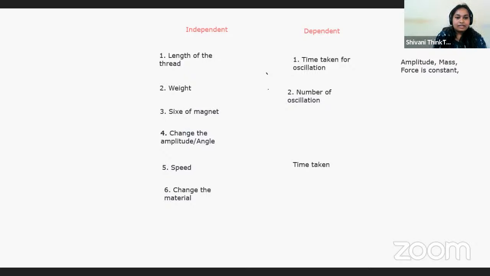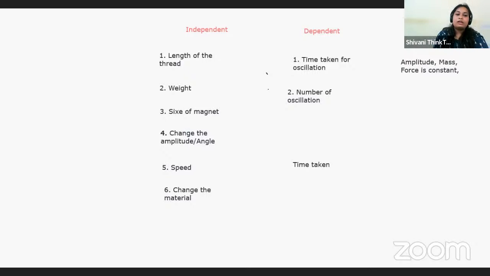So let's take any two examples, okay? Tell me what will be the independent variable. I'll just directly note down the name: bromothymol blue, the name of the indicator. I guess you guys can unmute, right? Yes, ma'am, we are able to unmute.